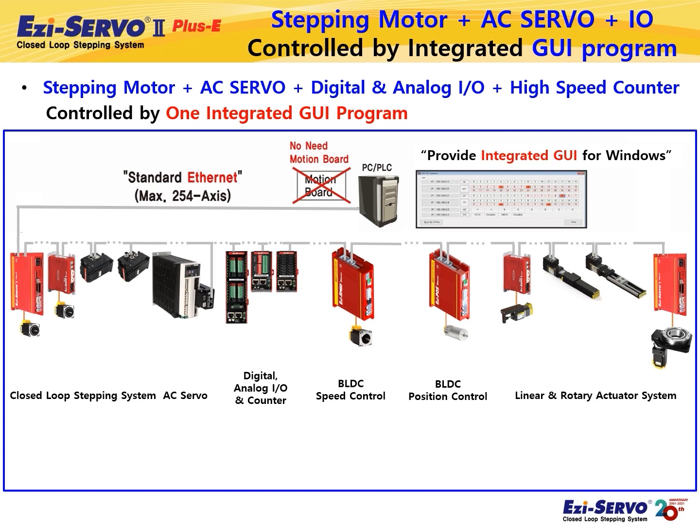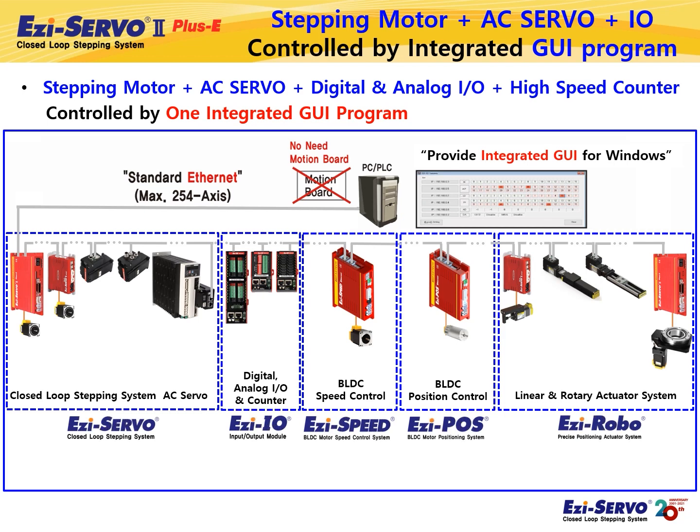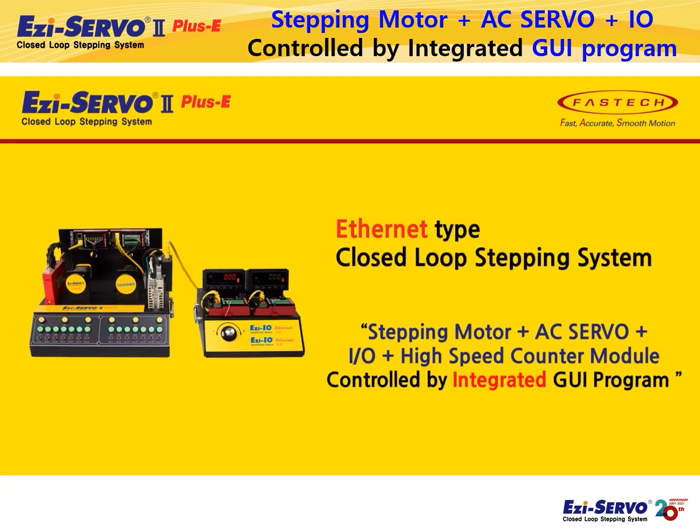Using a standard Ethernet network, you can configure and control the entire machine through one Ethernet network, including stepping motors, servo motors, digital and analog I/O modules, and high-speed counter modules. This is the meaning of the total solution we aim for. From now on, let's check a demonstration video about how to control a stepping motor, an AC servo motor, digital and analog I/O modules, and a high-speed counter module together with one integrated GUI program.